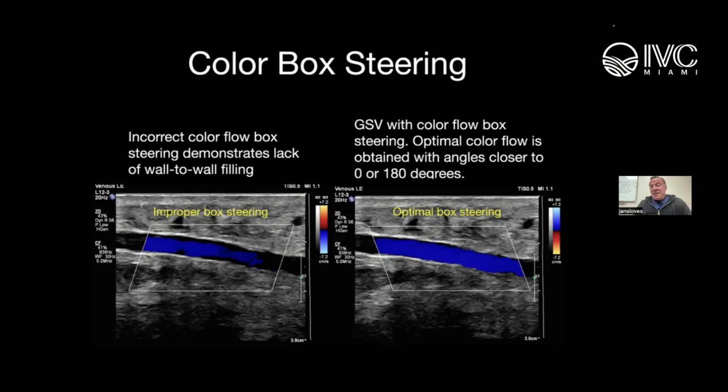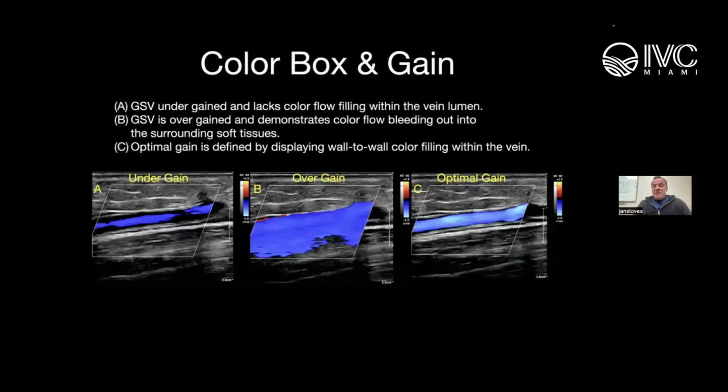And then here you can see by just making that change of the color box, the vessel fills beautifully, right? So your optimal color flow is obtained at angles closer to 0 or 180 degrees. So again, this is a completely normal vessel, and this is what we would expect. A couple of other thoughts as we start to wrap up color, again, about the color box.